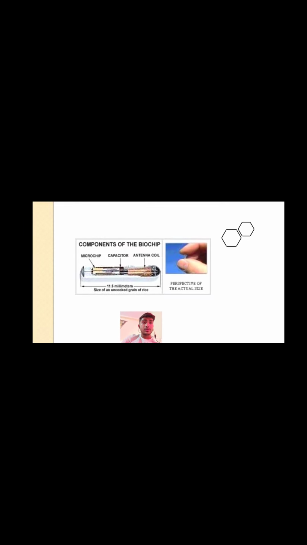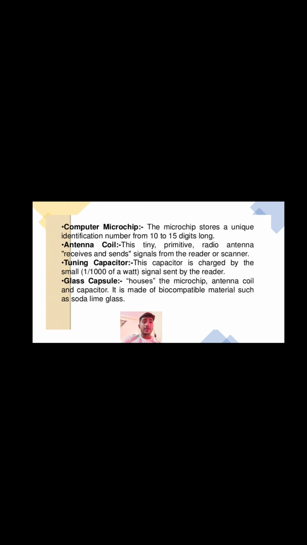This figure shows the components of the biochip: first microchip, second capacitor and third antenna coil. First, the computer microchip. The microchip stores a unique identification number from 10 to 15 digits long. Antenna coil: this tiny primitive radio antenna receives and sends signals from the reader or scanner. Tuning capacitor: this capacitor is charged by the small signal sent by the reader. And last, the glass capsule houses the microchip, antenna coil and capacitor. It is made of biocompatible material such as soda lime glass.